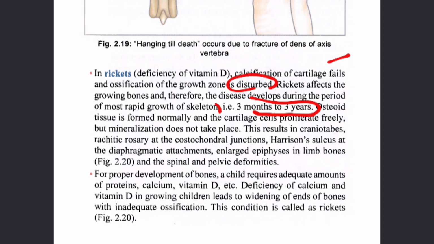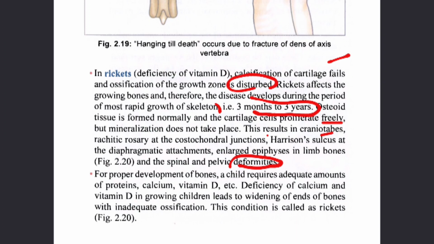Osteoid tissue is formed normally and the cartilage cells proliferate freely, but mineralization does not take place. This results in craniotabes, rachitic rosary at the osteochondral junctions, Harrison sulcus at the diaphragmatic attachments, enlarged epiphyses of limb bones, and the spinal and pelvic deformities that cause the rickets.